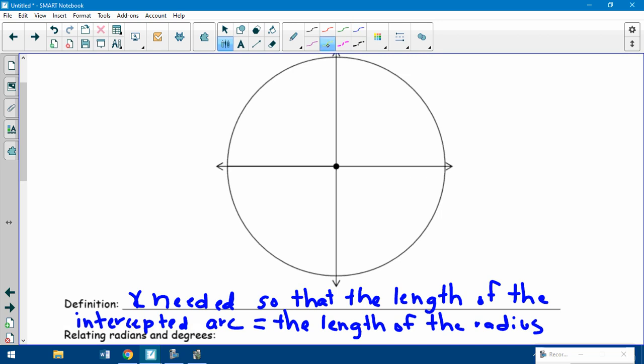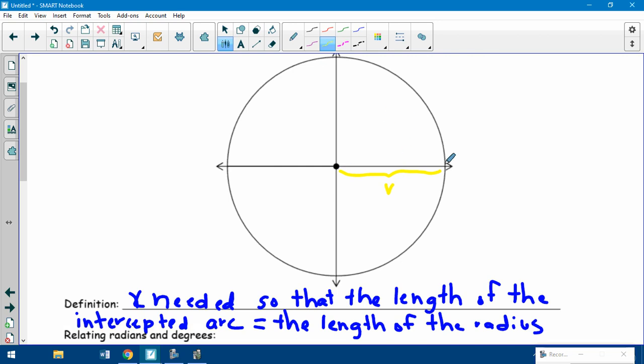That might seem like a kind of weird definition: the angle needed so that the length of the intercepted arc equals the length of the radius. Radian sounds like radius, and they're closely related. So in this picture I have up here, what's the radius? Well, the radius would be whatever that distance is right there. We'll call that r for radius.